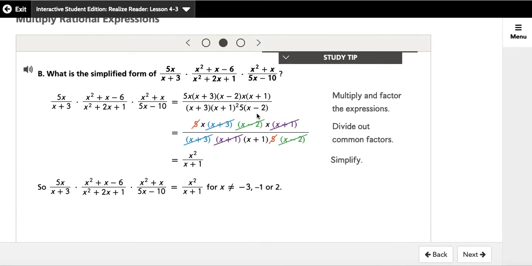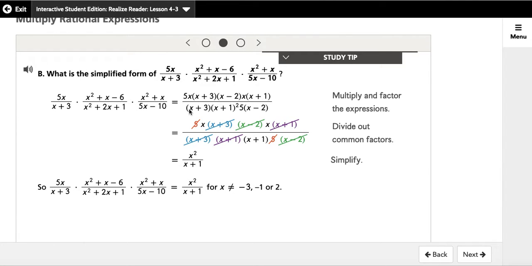Then, even though they didn't write it down, I want to look at these before I cancel them out. Sometimes it's good to think of them ahead of time. X cannot equal negative 3. X cannot equal negative 1. And x cannot equal 2. So that's what they wrote down here. That's going to be my end restriction on the domain.